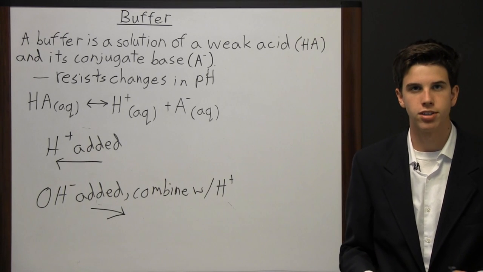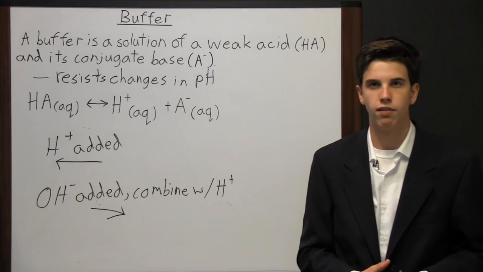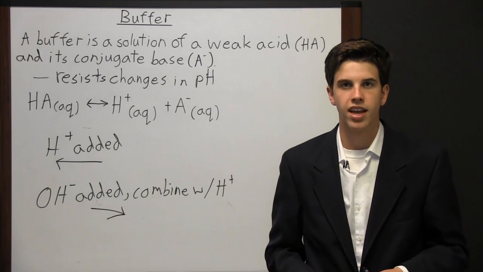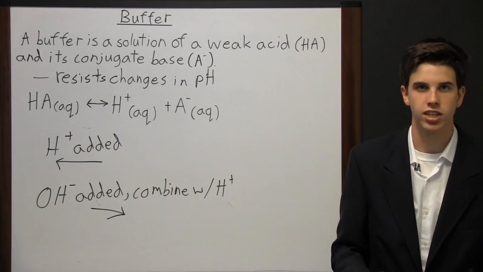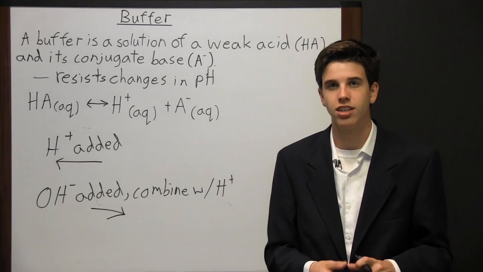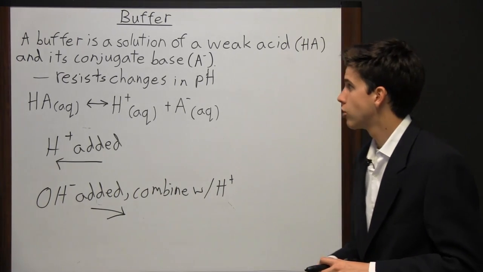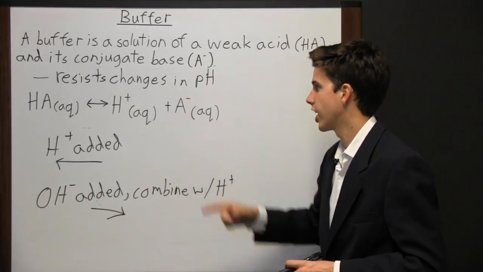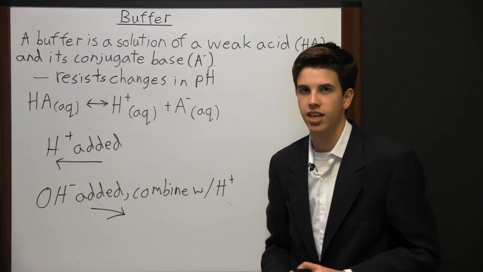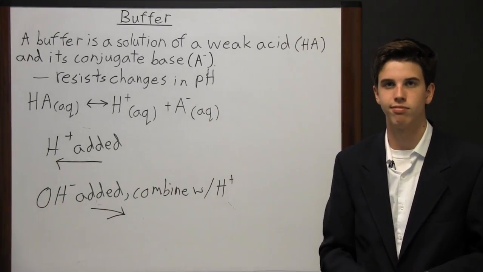And so some examples of buffer systems include an acetic acid with sodium acetate, and another one is citric acid along with sodium citrate. And so again, a buffer is a solution of a weak acid and its conjugate base that resists changes in pH.